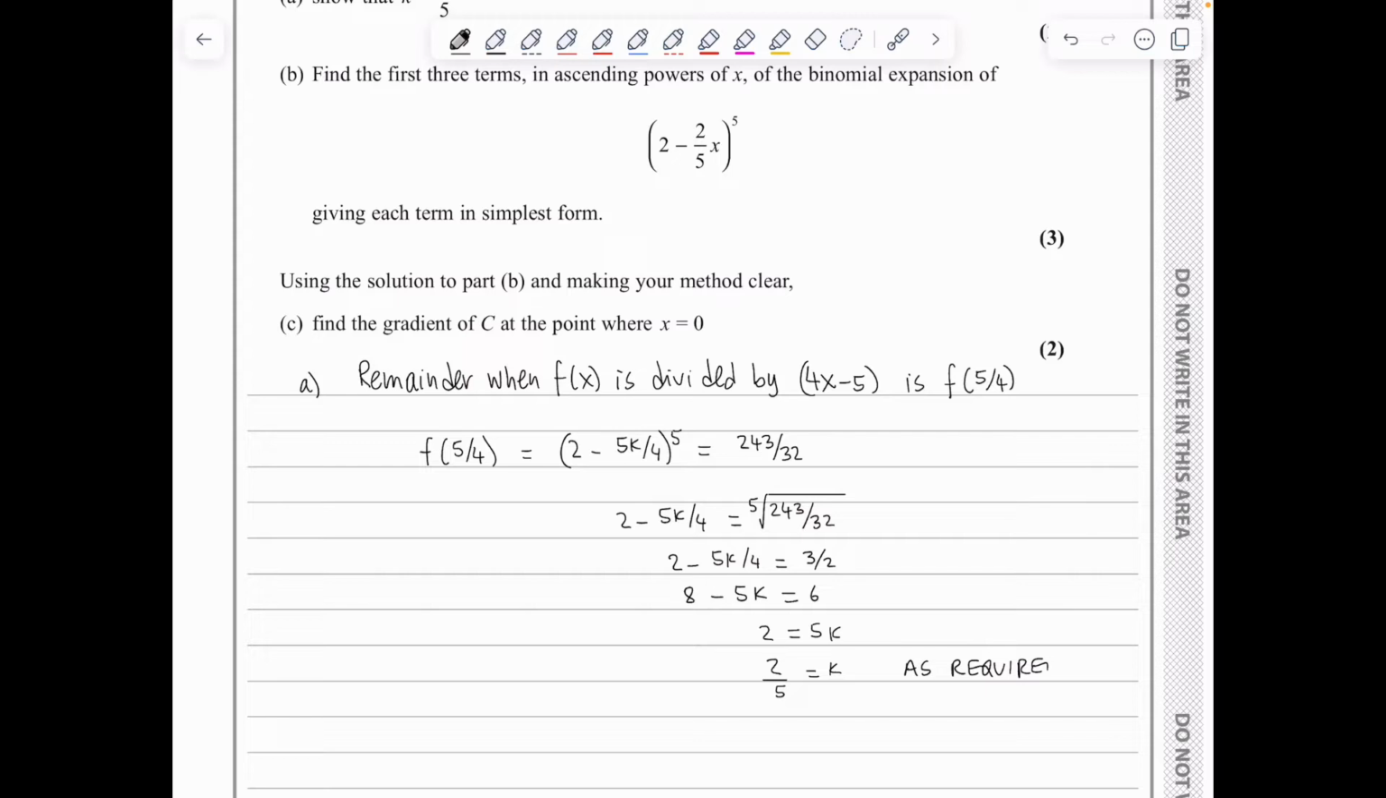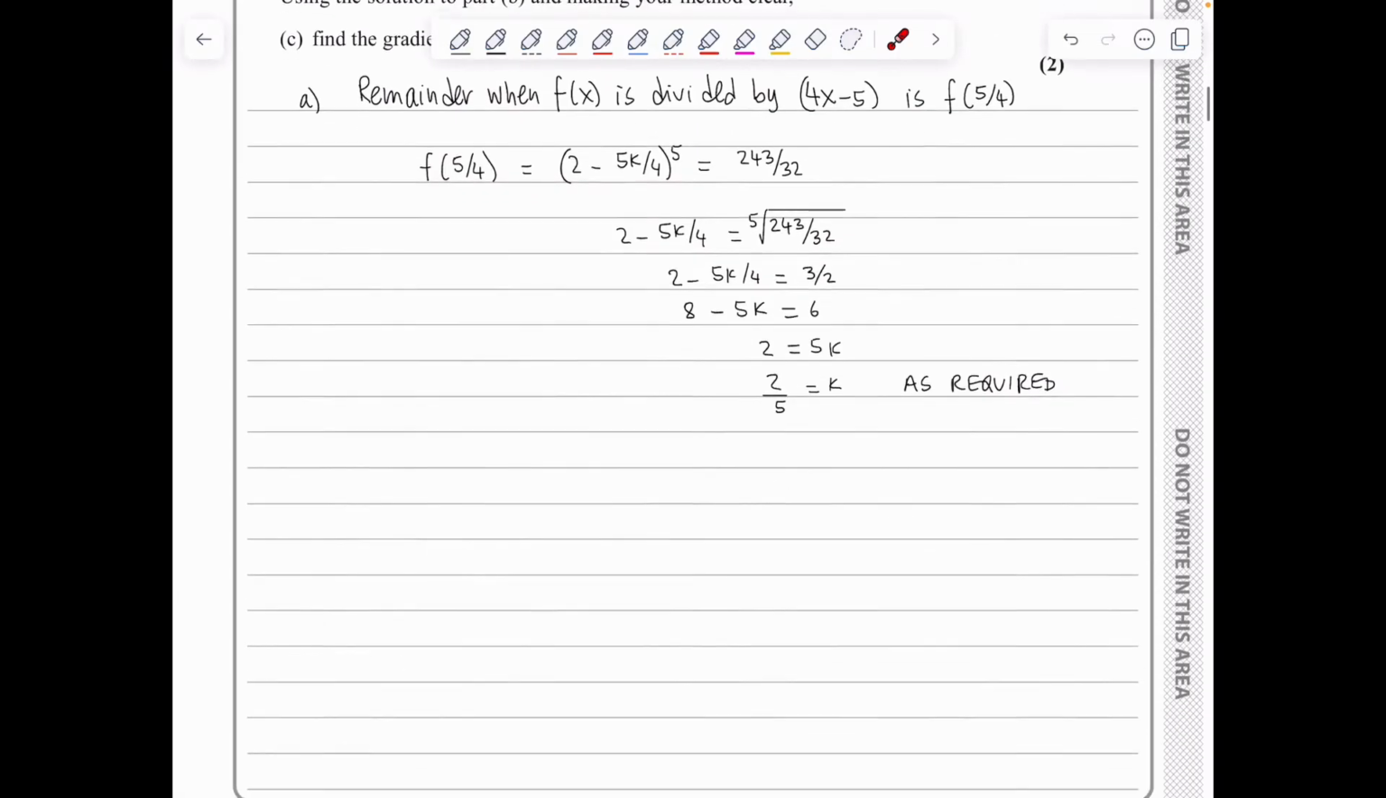So as required. Then in part B, we need to find the first three terms in ascending powers of x of the binomial expansion 2 minus 2 over 5x to the power of 5. We need to give each term in its simplest form. So we will be using the binomial theorem here. 2 minus 2 over 5x raised to the power of 5. We start with the full power loaded onto 2, so that's going to be 2 to the 5.